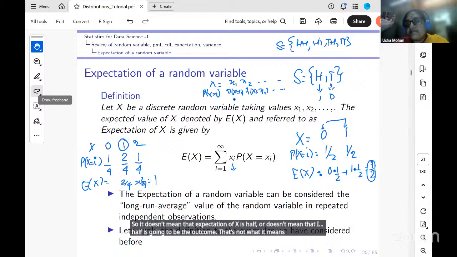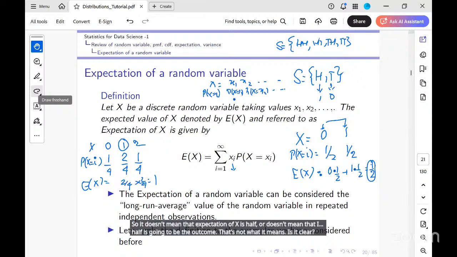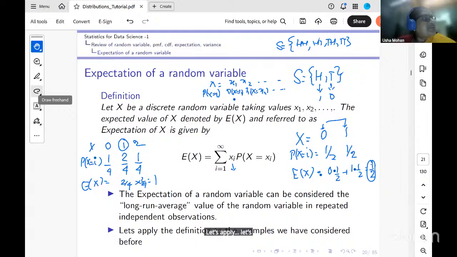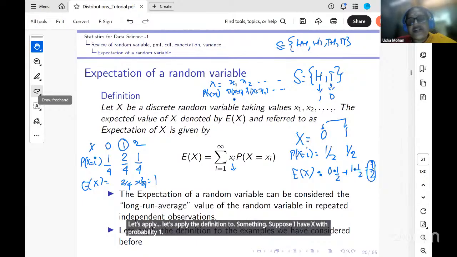Is it clear? So let's apply the definition to something. Suppose I have X with probability 1. X takes the value 0 with probability 1. What is the expectation of X?